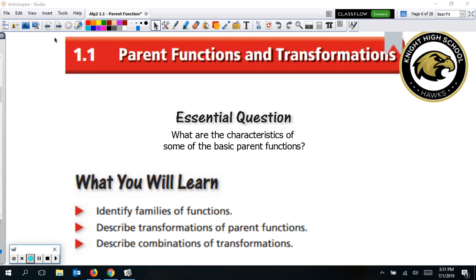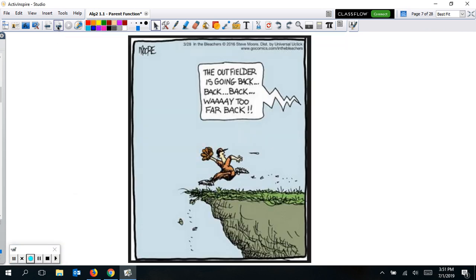All right, but first, before we get into all of that, let's look at a quick cartoon. So here's an outfielder in the bleachers, and the announcer's saying, the outfielder is going back, way too far back. He's almost about ready to go off the cliff. It's a long fly ball. All right, well, let's get into our first section here, looking at parent functions.